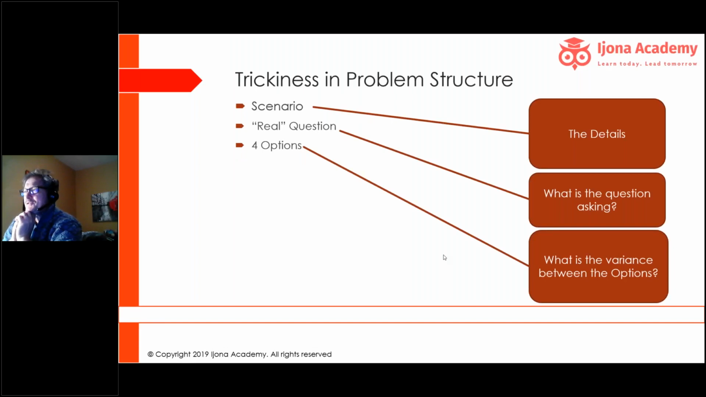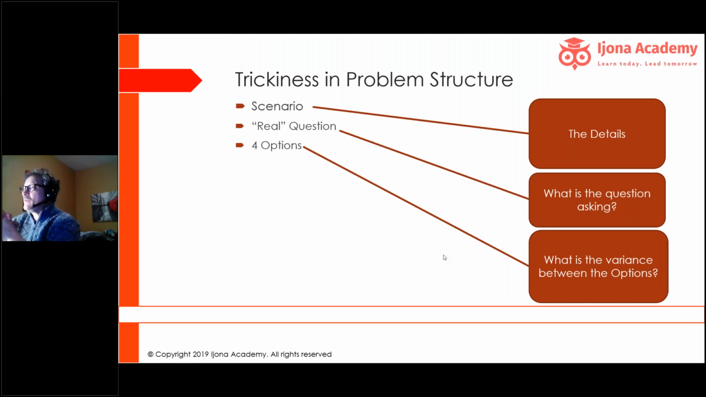This is the problem structure. All the problems in the PMP exam are broken down into 4 pieces. You have some background or context. I call it a scenario. That's the details. For instance, you walk into a meeting and the team's arguing. That's a scenario, okay? It gives you extra information.